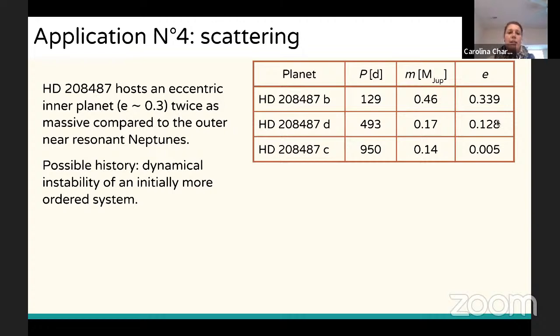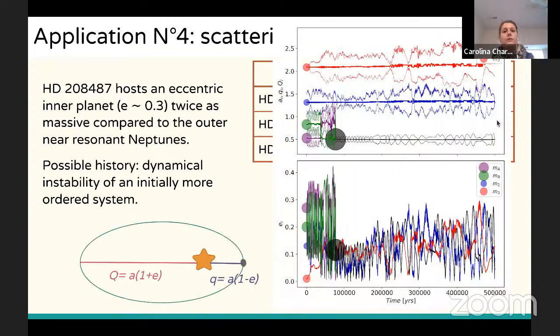So we ask ourselves what happened. Maybe this system was formed in a peas in a pod configuration: four planets, evenly spaced, similar masses, and maybe they underwent some kind of instability that led the system to what we observe nowadays. So we started our configuration like that. We began with four planets instead of three, similar masses, evenly spaced, and we let them evolve for some amount of time, just due to their gravitational interactions.